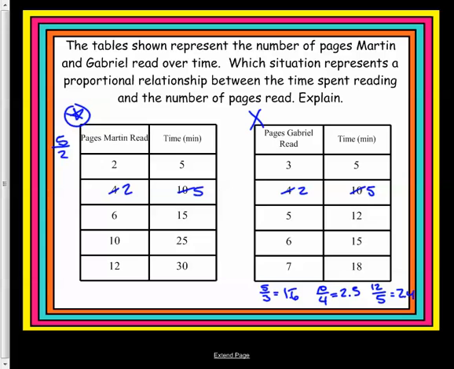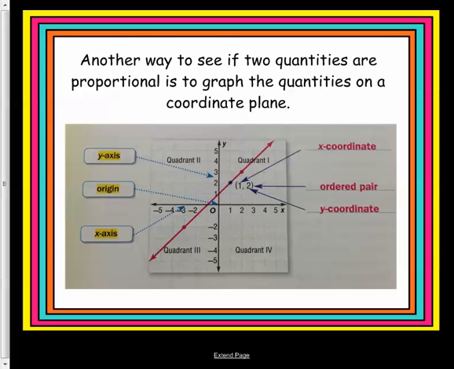Another way to see these quantities is via a graph. So if we look at these graphs, the way that we tell if it's a proportion is we have to look at the y-axis and the x-axis, their ordered pairs or their points, and where it crosses the axis. The point of origin is the middle of the graph. The y-axis is the one that goes up and down, vertical, and the x-axis is the horizontal axis.